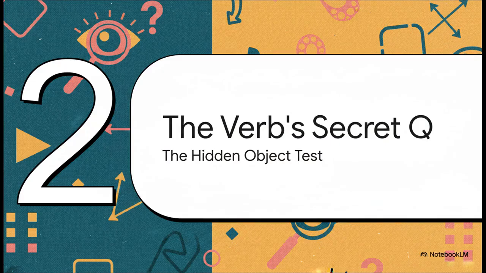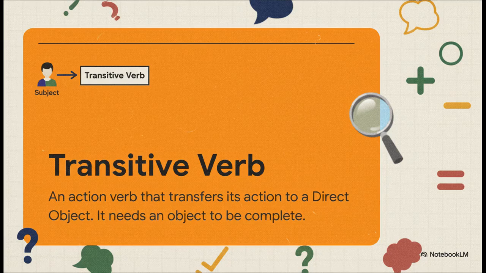Okay, to start cracking this code, we need our first key. And it all comes down to asking one simple question, to find a sort of hidden object in your sentence. Seriously, this one little trick is going to solve half our problems right off the bat. So this first key helps us find what's called a transitive verb. The easiest way to think about it is like a game of catch. A transitive verb is the throw. The action has to go somewhere, it has to land on something. That something it lands on is the direct object. It's the catch. Without the catch, the throw is incomplete.